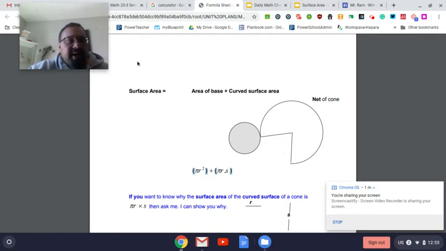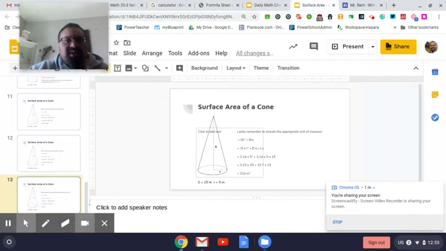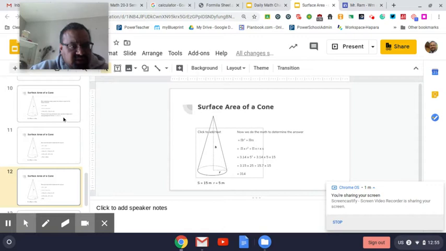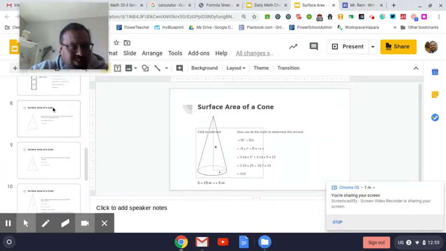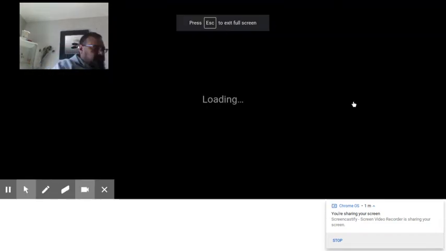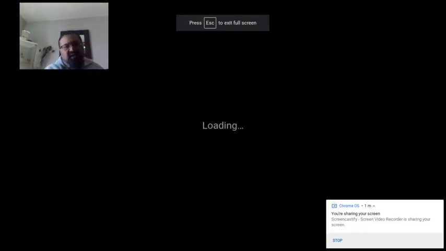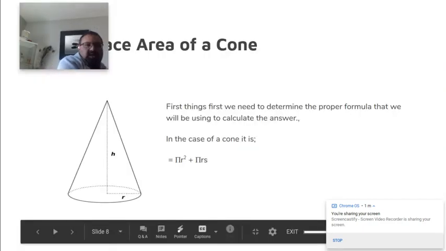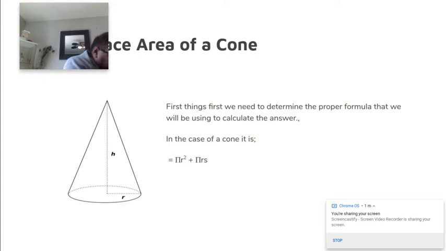Now, going back and looking at how to calculate this, we will start at the appropriate page, which is right here. When trying to calculate the surface area of the cone, the first thing we need to do is determine the formula. Determining the formula, we already did. It was pi r squared plus pi r s.